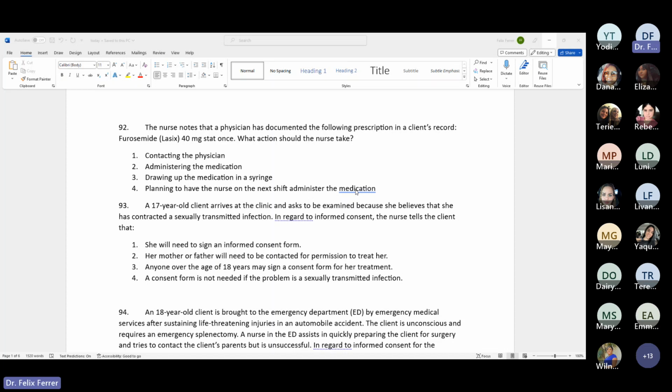Now, I was planning to use something. We need to have an informed consent for the STD. Okay, we need to have that. They need to have an informed consent for that. But I will tell you something.